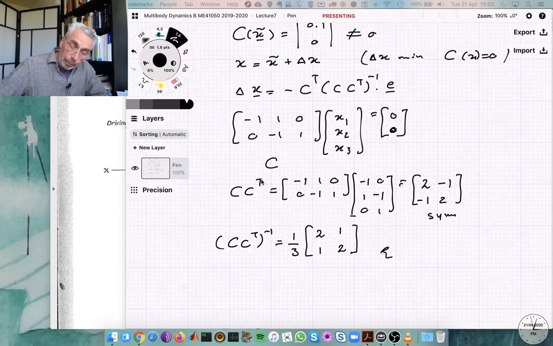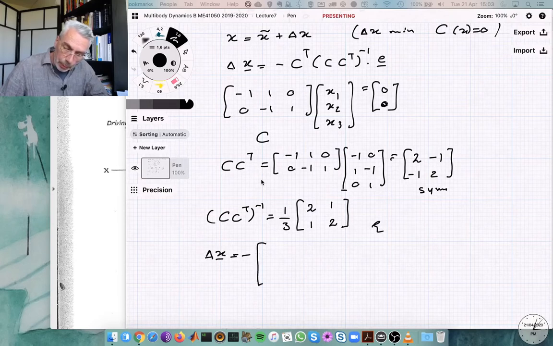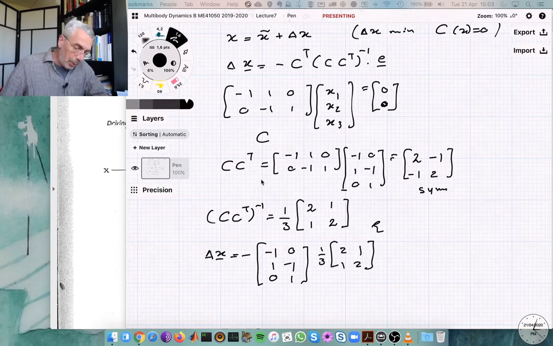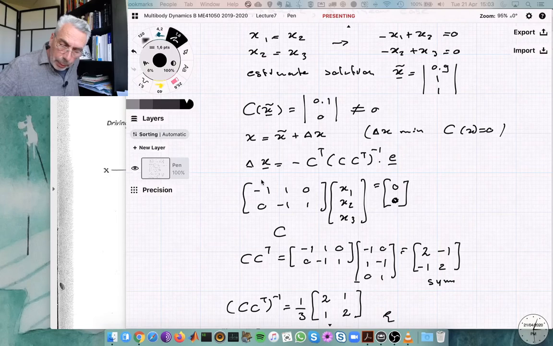Then we put that in our equation here for what is delta x, right? So delta x is this minus, then the C transpose, so that is this minus 1, 1, 0, 0, minus 1, 1, times this inverse matrix, right? That's 1 over 3, 2, 1, 1, 2, times the error we have. Oh, we didn't calculate the error. Or did we? Oh yeah, we calculated 0.1 and 0.